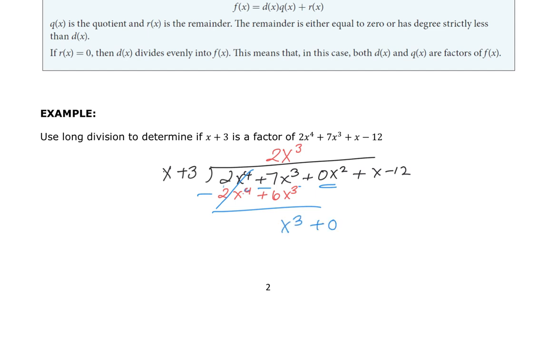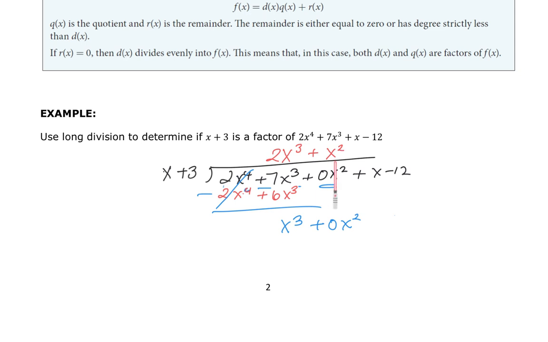And then I bring down my 0x squared, just like up above. Now, I can bring down the x, and I can bring down the negative 12. That's totally fine to continue doing that. Just like in the division algorithm up above, we could have done that. In this case, I'm not going to right now, so I'm just going to bring down what I need to bring down, and I ask myself what I need to multiply x by to get an x to the 3rd. We know that is x squared. So I'm going to have plus x squared.